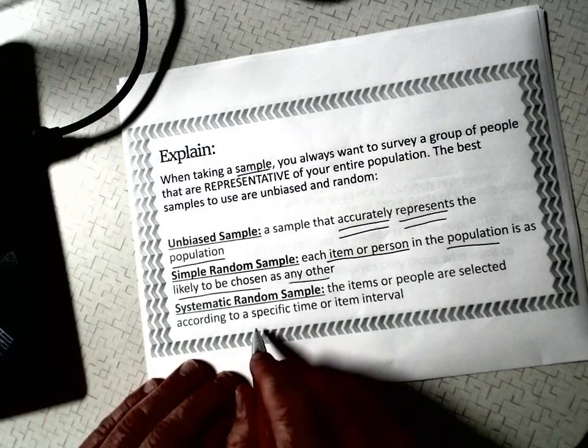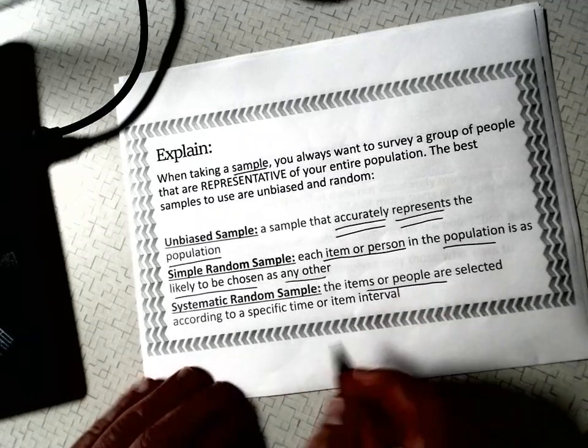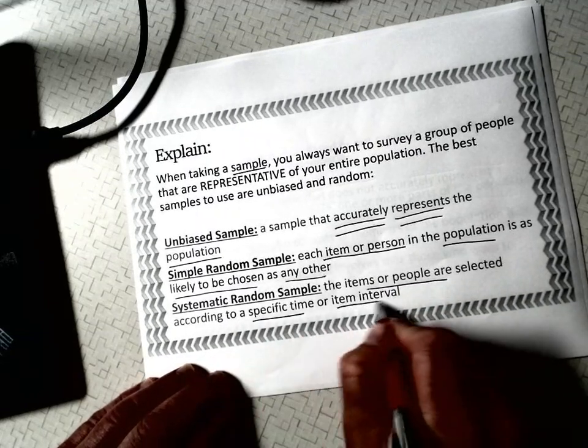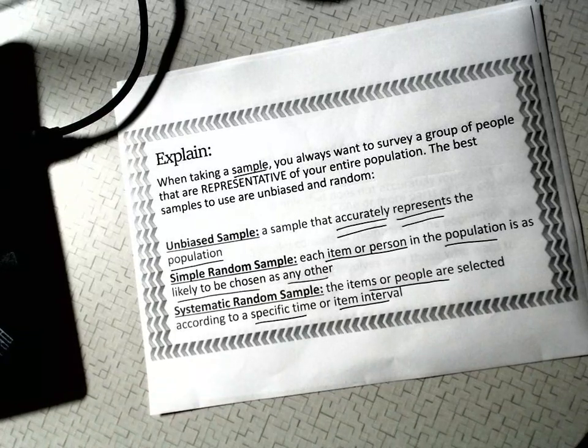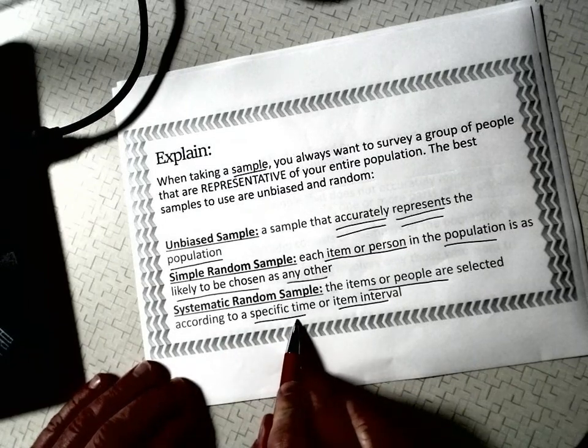Systematic random sample, or when people are selected according to a specific time or interval. An example of that would be every 10th person that comes in the classroom, I ask them a survey question, or every other person that comes in the classroom. Or it could be a survey you ask every 10 minutes. You ask a student in the lunchroom what they like for lunch. So that is systematic, specific time or interval.